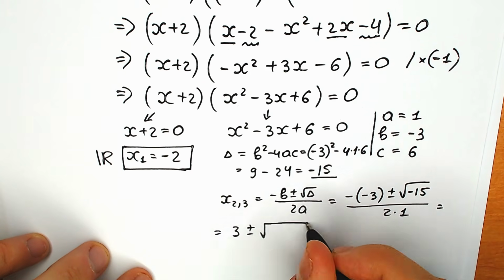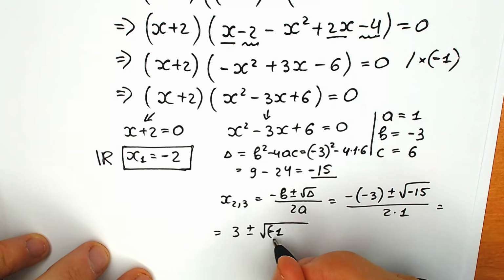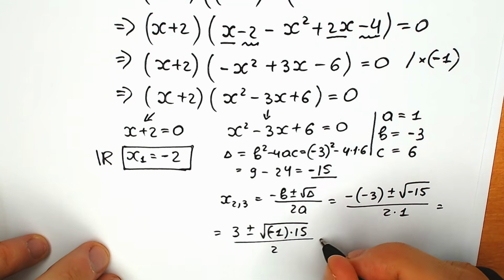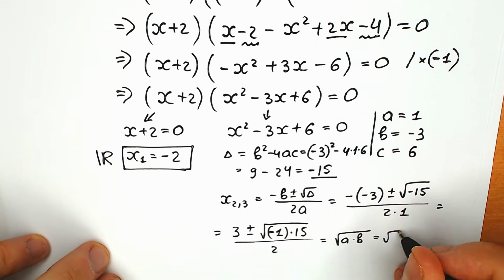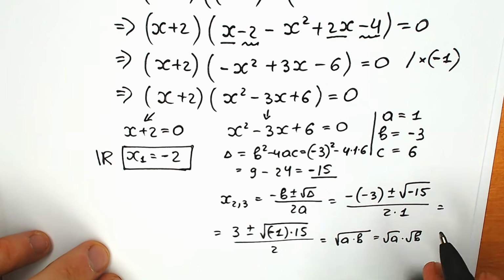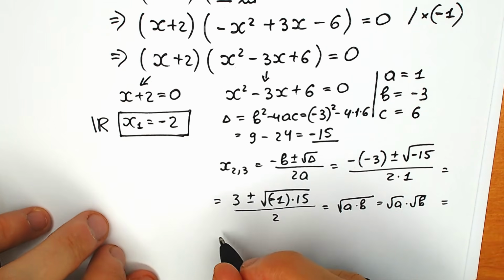So we can easily write this as a product, minus 1 times 15. And right now we can easily split it in terms of the basic square root property. For example, we have square root of a times b. We can write it as square root of a times square root of b. We can easily split it. Of course, it works only with multiplication and division, not with addition and subtraction. In our case, we have multiplication, so we can easily split it.